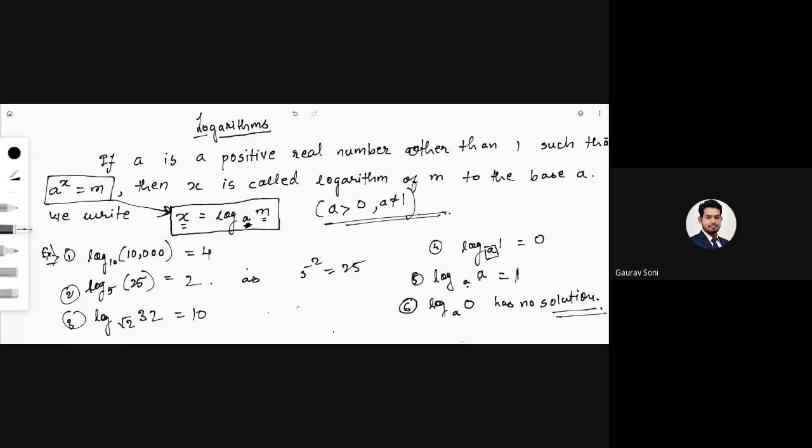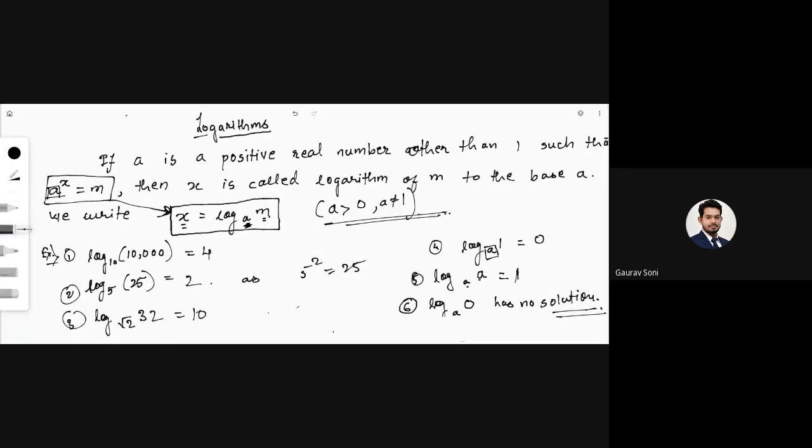For the late students, if a raised to x is equal to m, then x can be written as log to the base a of m. So log is the opposite of that power operation. When you give a power, that base can be taken to the other side with log to the base a.